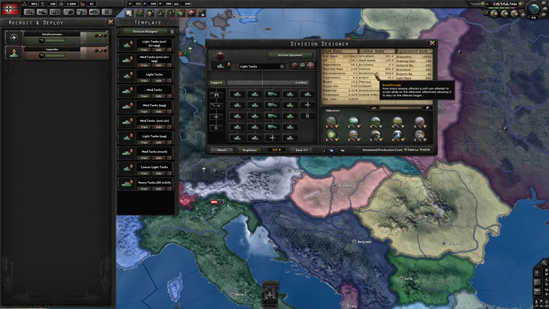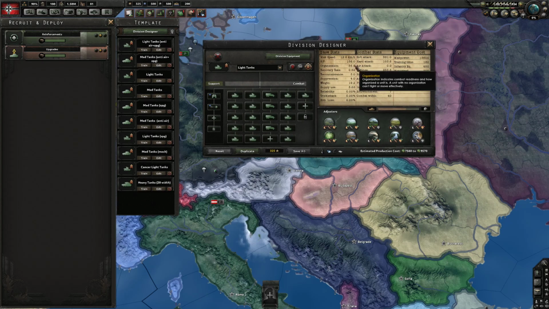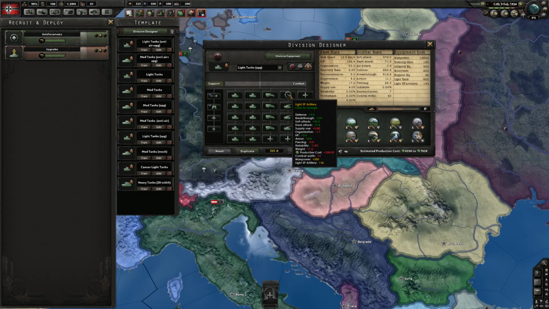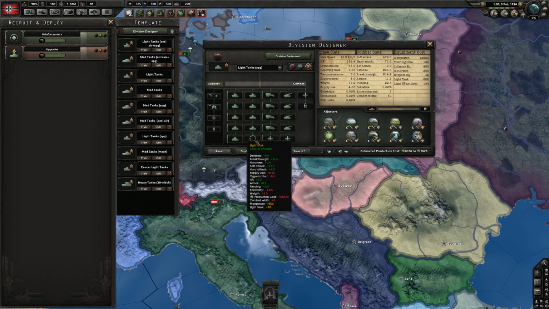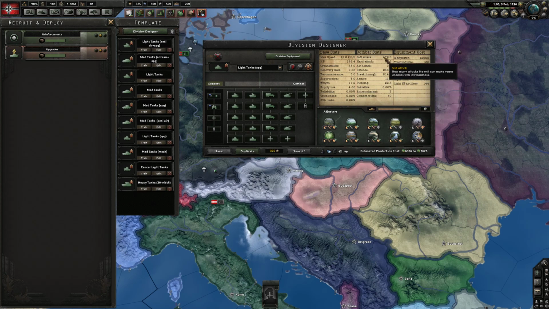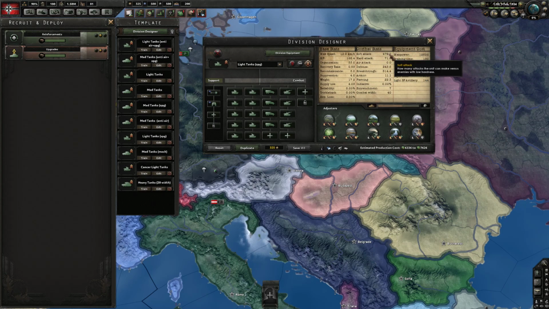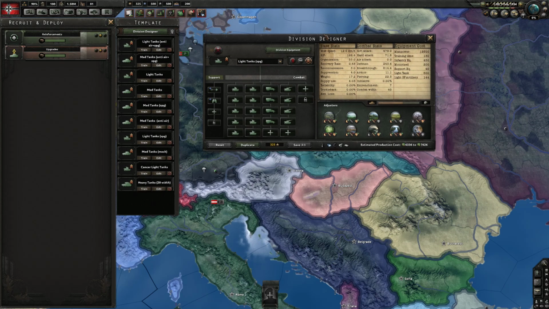All right, now this is very production intensive, but it is very strong. Now, if you want to skimp a little bit, or well, actually just be a little bit cheaper, and this is what I do, I definitely put in SPGs. So 4 SPGs, 4 motorized, the rest lights, 40 width. You get more soft attack, a lot less breakthrough, but more soft attack, and there is an argument to say that soft attack is very important, particularly with light tanks, because you're going to be pushing infantry.